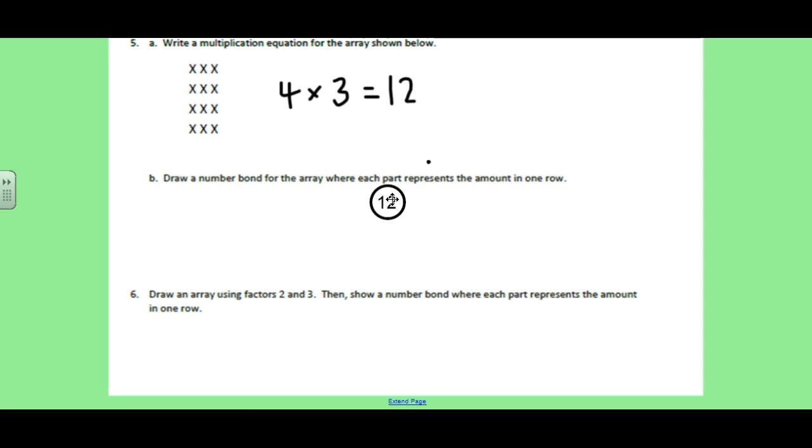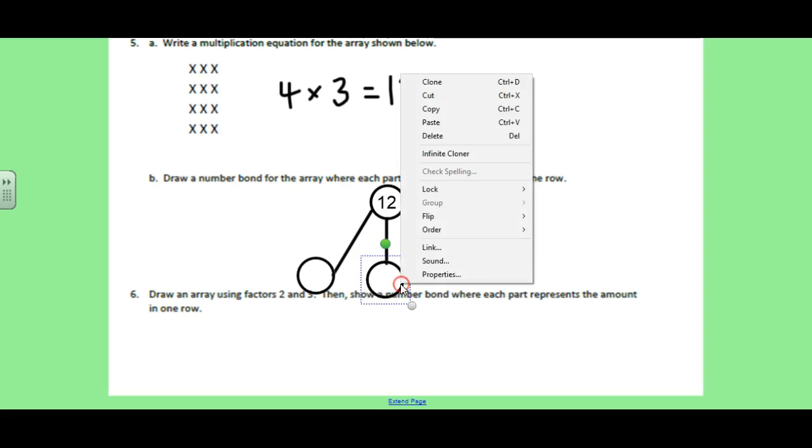But the way that we figure out how many parts our number bond is going to have is by looking at how many rows. So we know that there were 4 rows, so we're going to draw 4 lines coming out of our number bond. And then at the bottom of each line, you need to have 4 circles, because inside those circles, it says that it wants each part to represent the amount in one row. So in each one of these circles, it has to have how many are in each row of the array. So let me get my number bond ready.